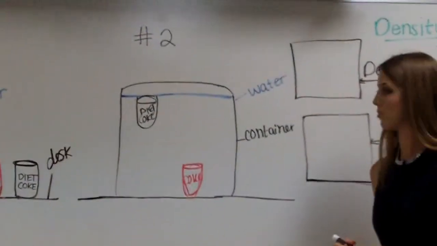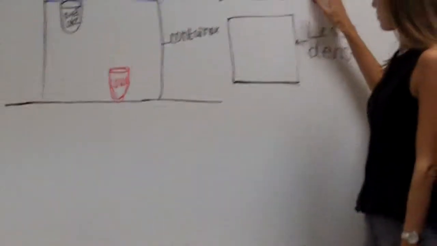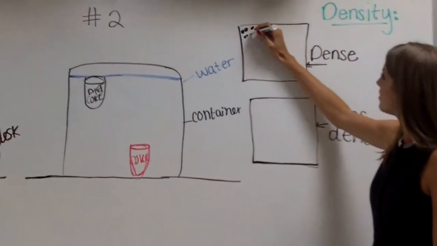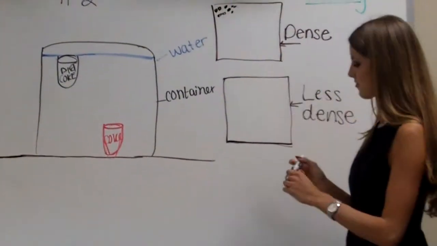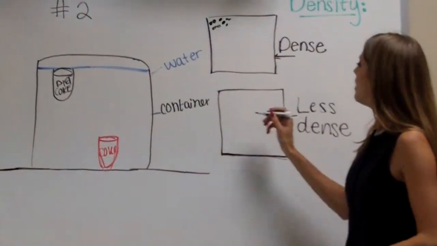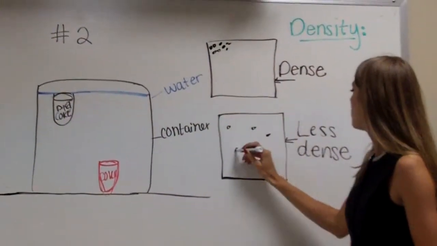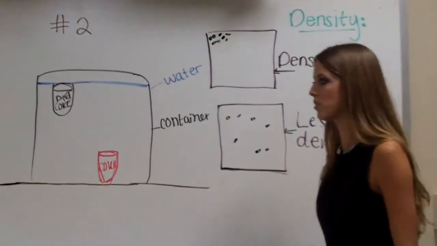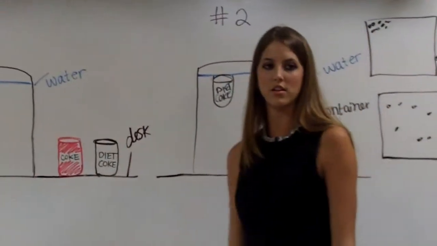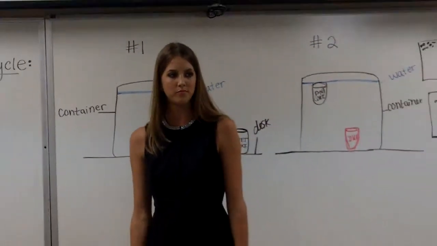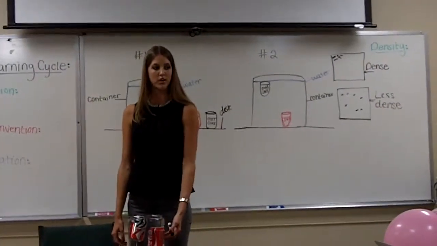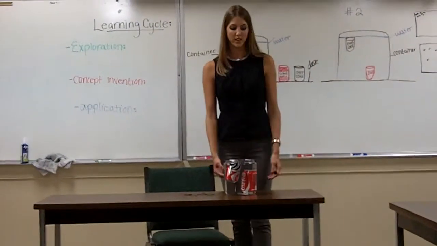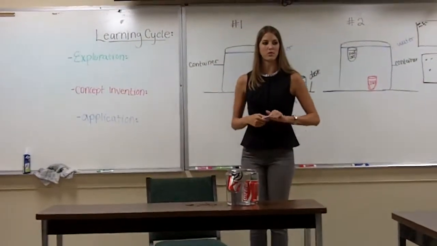So let's take a look at the molecules of something that is more dense and less dense. When something is really dense, the molecules are packed tightly together. And when something is less dense, the molecules are spread apart. So what did we learn from seeing the Coke and the Diet Coke? The Coke is more dense than the Diet Coke. And when an object is more dense, it sinks. When an object is less dense, what happens? It floats.